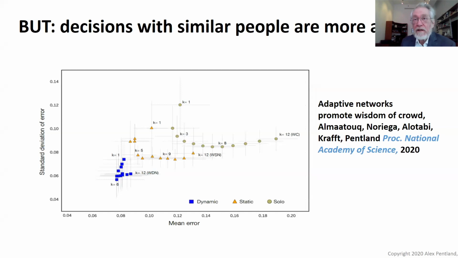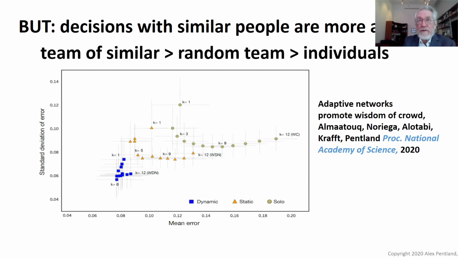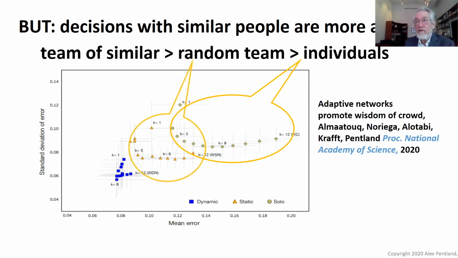But, and this is a paper that we recently had in the Proceedings of the National Academy of Science, there's a problem with this. And that is that individuals are not very good at this. That's why we use the social priors. If you just pick the people at random, you can pretty regularly beat individuals. This is why we use teams for all sorts of decision making.